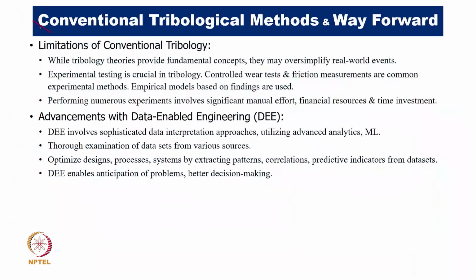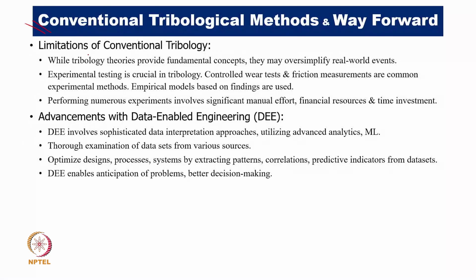Now, what is the conventional tribology which we have done in lectures 1 to 16, and why do we want a way forward and a better method? We say there are limitations of conventional tribology, but we are able to utilize tribological theories. They provide fundamental concepts, and we understood many things, but overall the models which come out are oversimplified. We take a lot of assumptions and then simplify those models.